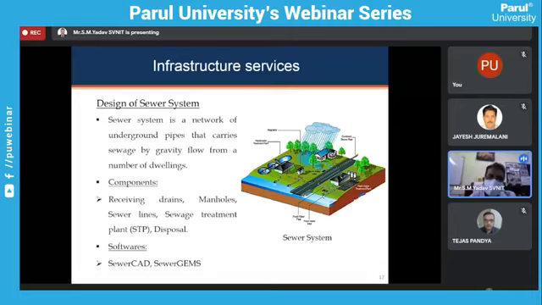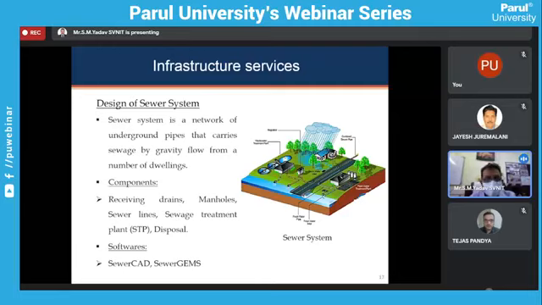In this case, there is a topic called environmental hydraulics. That is a special topic where the principles of hydraulics are employed to solve or to treat the wastewater. As far as the components of sewer systems are concerned: receiving drains, manholes, sewer line, sewage treatment plant, and finally disposal into the source, whatever may be the source where you are disposing of the treated water.